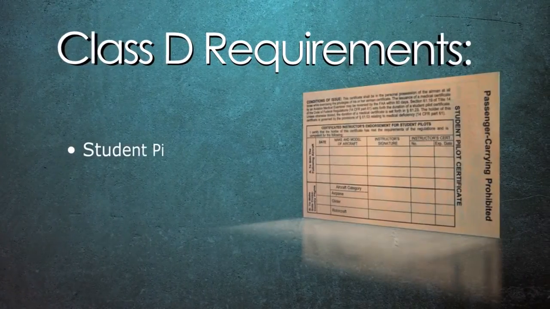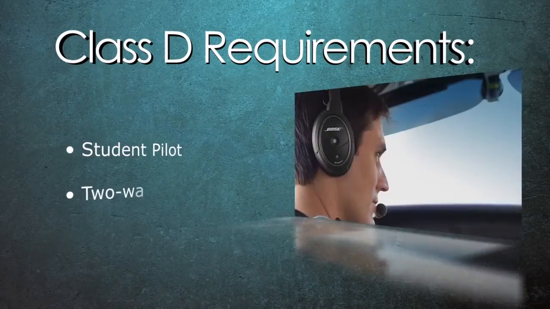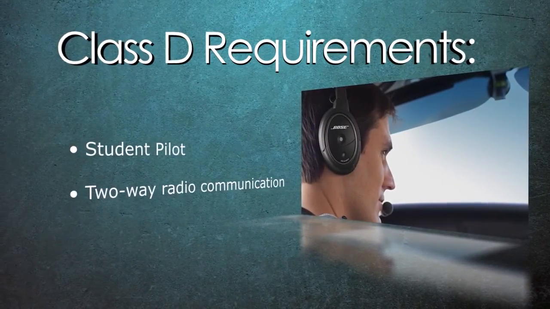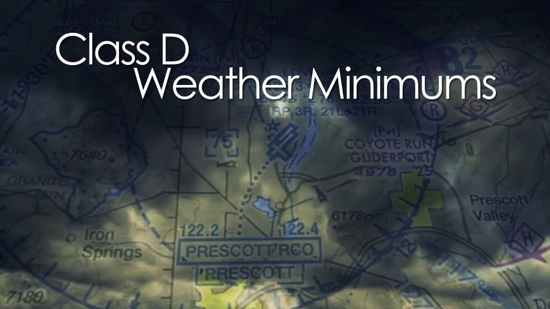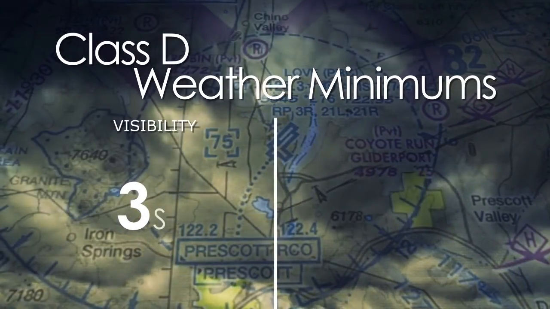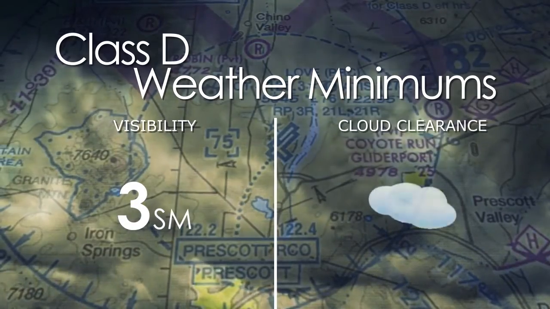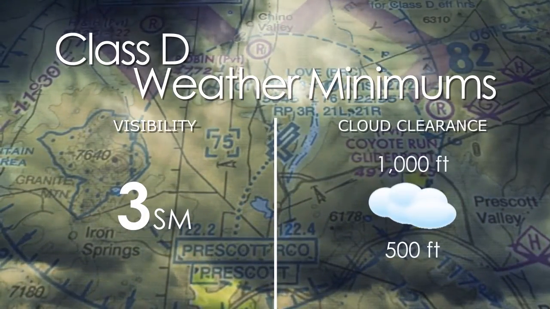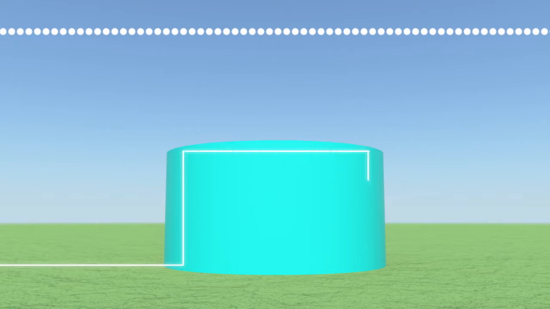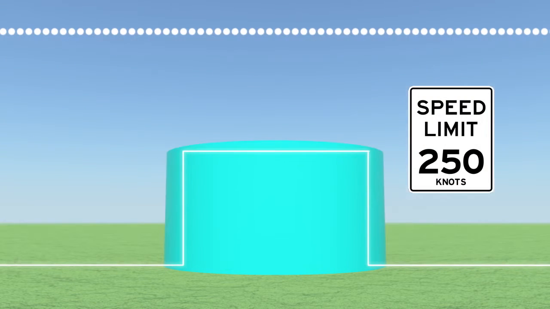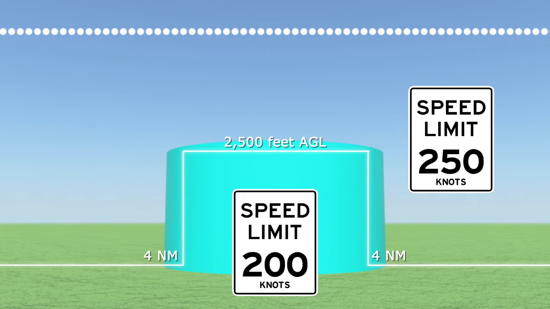To operate in Class D, the pilot must be at least a student pilot, and two-way radio communications must be established with the tower. Flying VFR in Class D requires the visibility to be at least 3 statute miles, and to get no closer to the clouds than 500 feet below, 1,000 feet above, and 2,000 feet horizontally. As previously stated, the maximum speed one can operate below 10,000 feet MSL is 250 knots. However, when at or below 2,500 feet AGL and within 4 nautical miles of the Class D airport, the maximum allowable speed is only 200 knots.